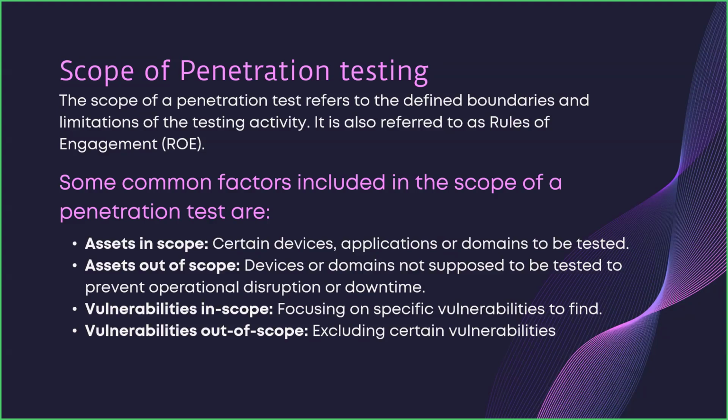So these are the four important factors: assets which are supposed to be tested, which are called assets in scope; assets which are not supposed to be tested, which are called assets out of scope; vulnerabilities which are supposed to be found, which are included in vulnerabilities in scope; and vulnerabilities you're not supposed to find, which are mentioned out of scope. If I show you this practically, you can go to any bug bounty platform.